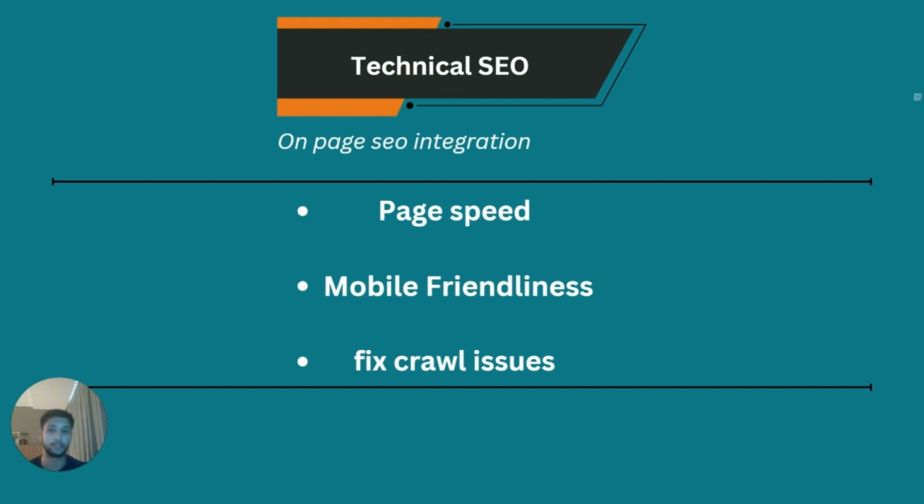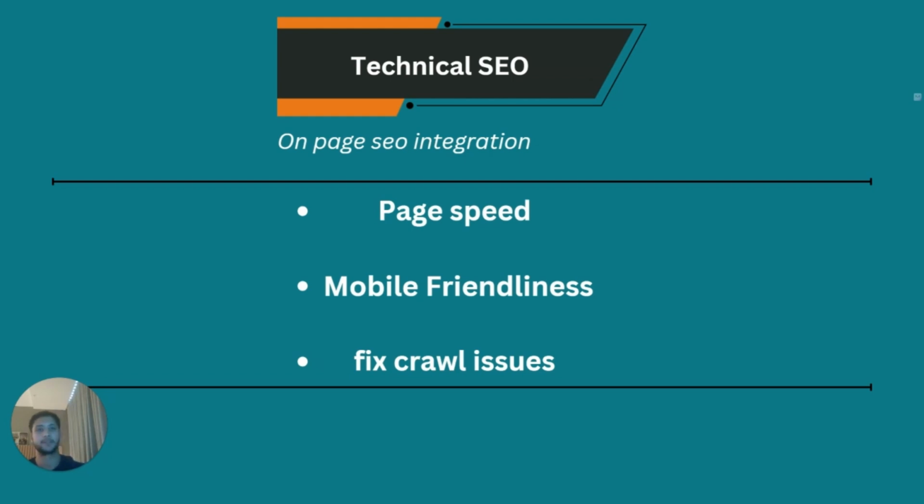And you can do this using tools like Pingdom. Next thing is mobile friendliness. I mentioned this earlier. With mobile searches increasing, you need to ensure your website is responsive and user-friendly on mobile devices. The next thing is to fix crawl issues. So you can check that Google can crawl all your important pages using Google Search Console's indexing reports. Earlier in the video, we uploaded and verified our page through Google Search Console, so you should have no problem with this.